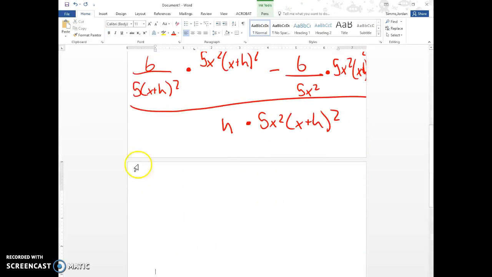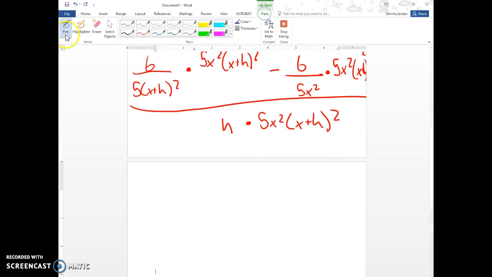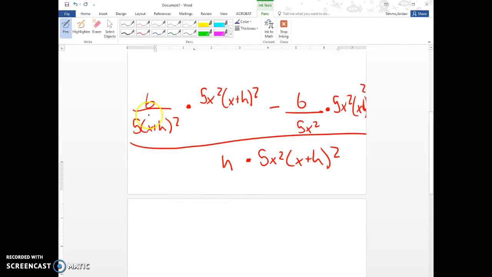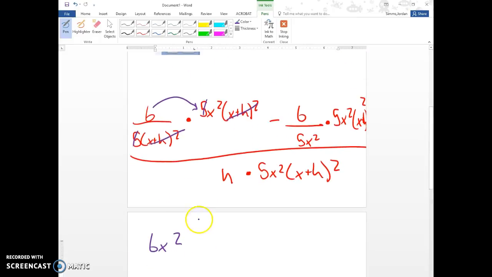There we go, finally. So what can we do? Well, we have a 5 here and a 5 down here. That's gone. We have an x plus h squared and an x plus h squared, so that's gone. What I'm left with is 6 times x squared. So that's 6x squared. So you can see we're getting rid of some of these fractions.